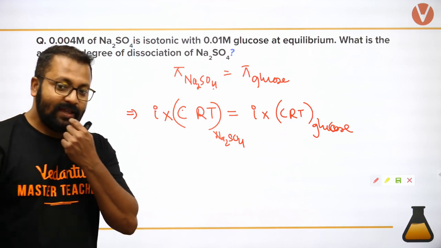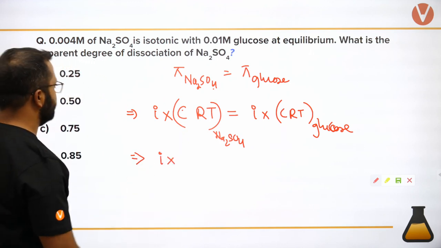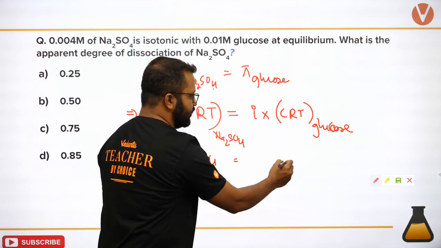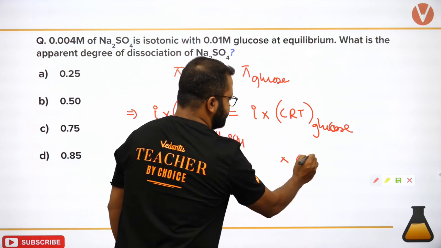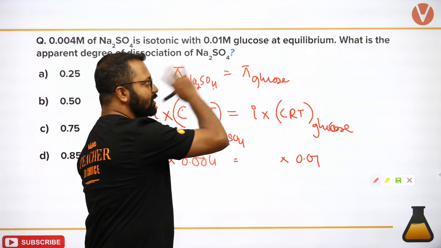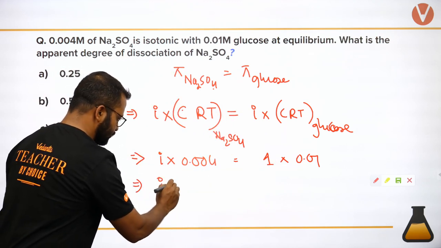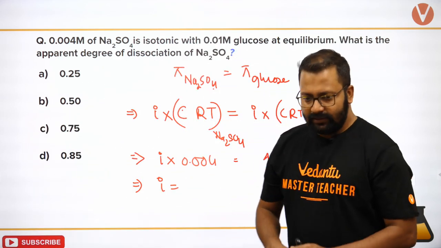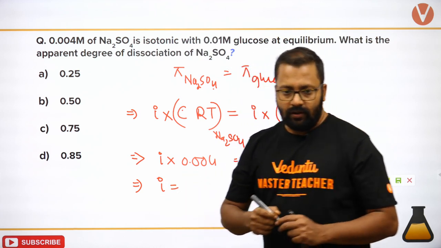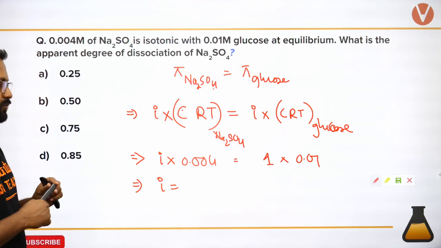Okay, now what is the concentration of Na2SO4 given? 0.004. What is the concentration of glucose given? 0.01. Glucose does not undergo dissociation. Glucose ka dissociation nahi hota, to uske liye i ki value 1 hogi. Ab hum i value nikalenge. What is the value of i? Bataiye. What is the value of i that you are getting? Very simple. Kitna hona chahiye i ki value?